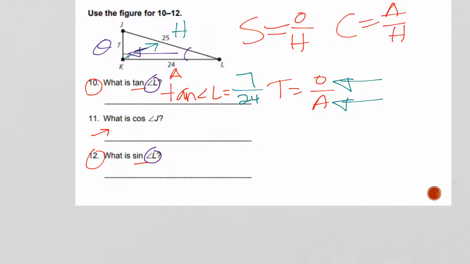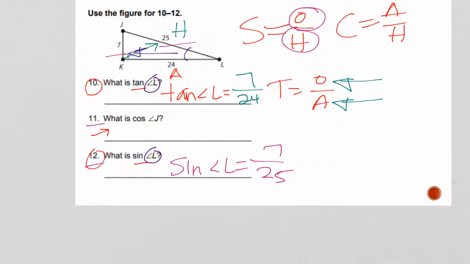For cosine, remember, I'm going to skip this because I'm going to go to sine first. So for sine, sine of angle L is equal to opposite divided by the hypotenuse. While the opposite value is 7, and the hypotenuse value is 25. So now I'm done using angle L, which means that I need to erase my opposite and adjacent side. The hypotenuse is going to stay the same.